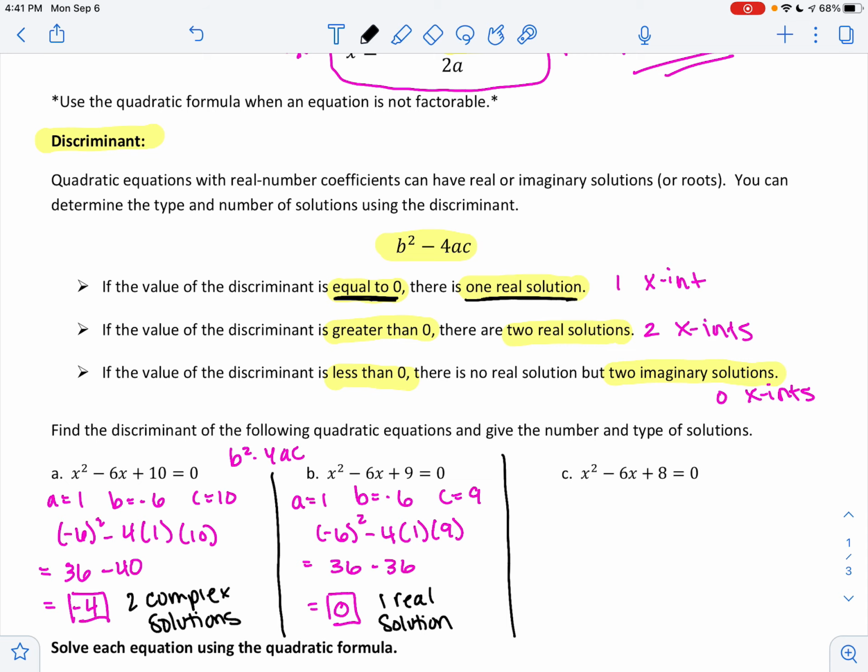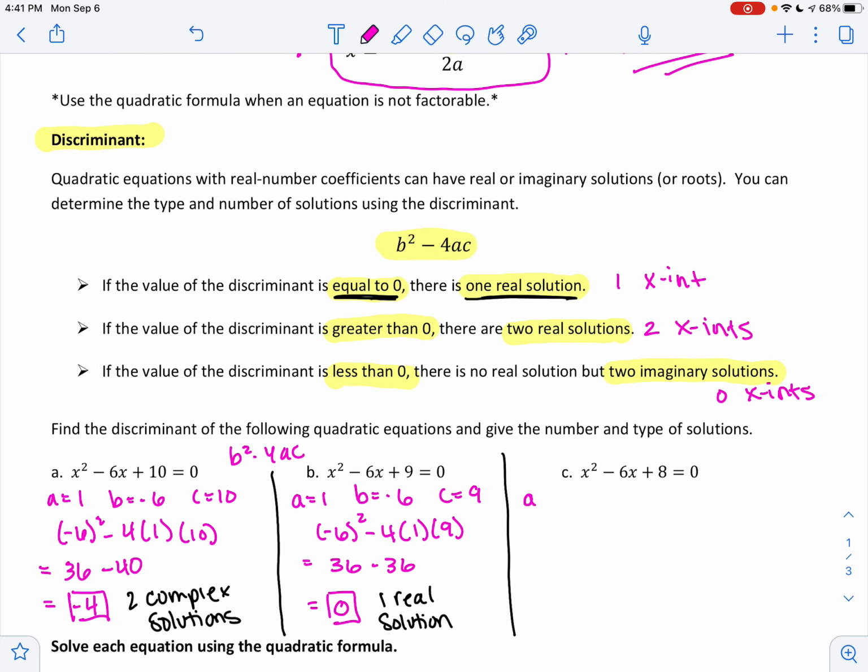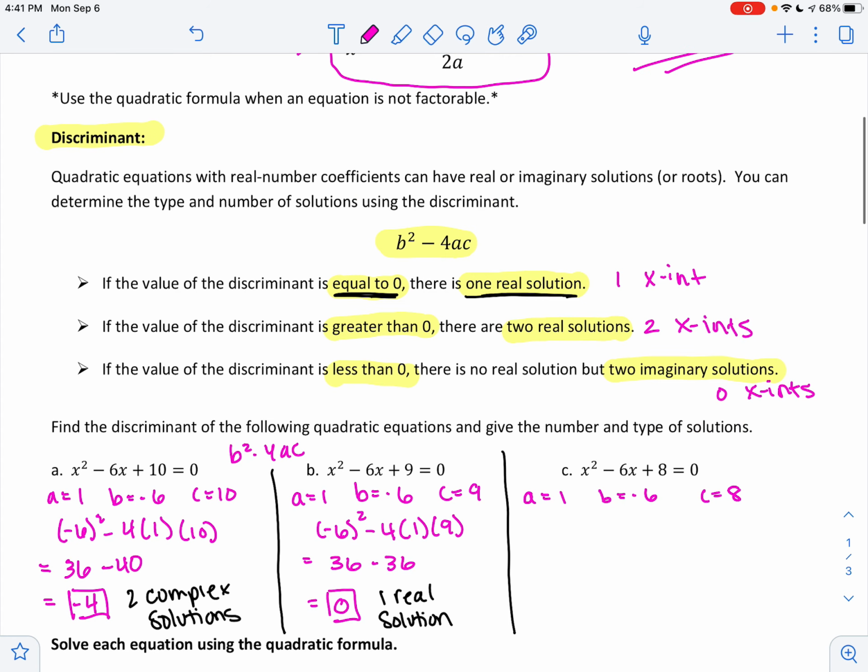On equation C, again, this is in standard form, so I can identify a, b, and c. Here a is 1, b is negative 6, and c is 8. If I plug into the discriminant formula, I'll have negative 6 squared minus 4 times 1 times 8. Negative 6 squared is 36. Negative 4 times 1 times 8 is negative 32. 36 minus 32 is 4. So my discriminant is 4. 4 is a number greater than 0, so that would mean that I would have 2 real solutions.